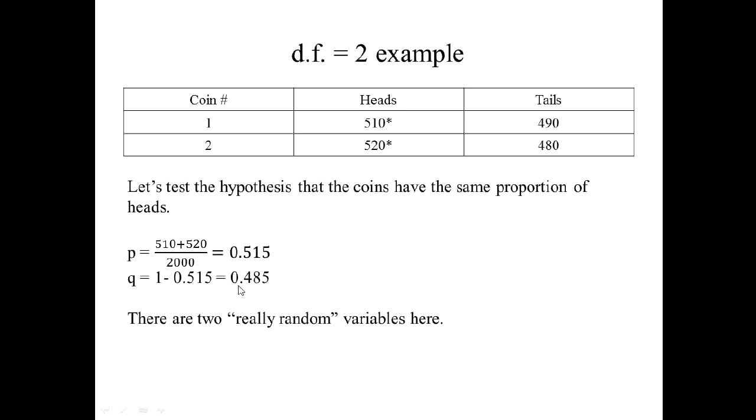As I interpreted before, there are really two random variables here, and I've marked those with a star. Remember I said I'm constraining the number of times I flip each coin, so each coin is going to have 1,000 trials. If I tell you that I have 510 heads, and I also tell you that I flip the coin 1,000 times, that also means, just by deduction, that I get 490 tails. Along the same lines for coin 2, if I tell you I have 520 heads, then I also know immediately that I have 480 tails. So this is why we have 2 degrees of freedom here. These are the quote-unquote truly random variables.